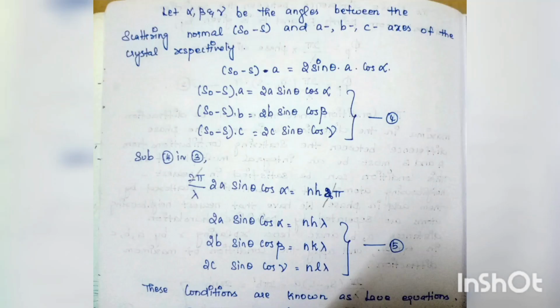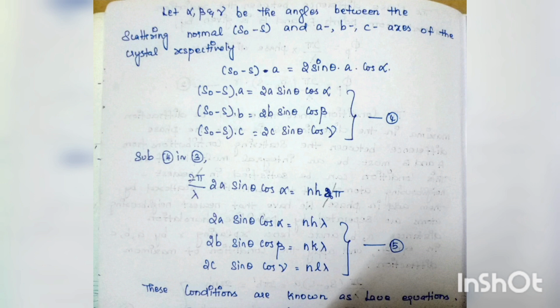Next, we will move on to the angle between the parallel planes. In the beginning itself, I have said that S naught vector minus S vector is the scattering normal. Let us consider that alpha, beta and gamma are the angles between the scattering normal and a, b, c or the crystal axes respectively. Therefore, the following equations: (S naught minus S) into a is equal to 2a sin theta into cos alpha, (S naught minus S) into b is equal to 2b sin theta cos beta, and (S naught minus S) into c is equal to 2c sin theta into cos gamma. This is equation 4.